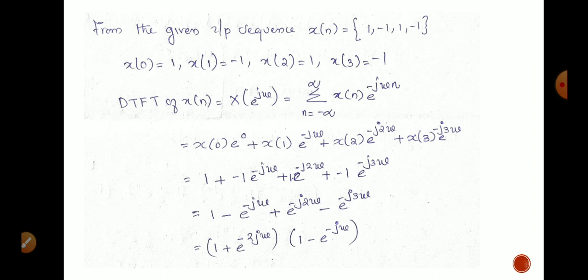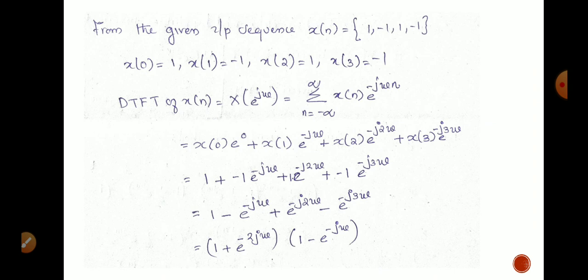So we can write this equation as x of 0 e raised to 0 plus x of 1 e raised to minus j omega plus x of 2 e raised to minus j 2 omega plus x of 3 e raised to minus j 3 omega. On substituting the values of x of 0, x of 1, x of 2 and x of 3 in this given equation, we can write 1 minus e raised to minus j omega plus e raised to minus j2 omega minus e raised to minus j3 omega. This is the discrete time Fourier transform of the input sequence.